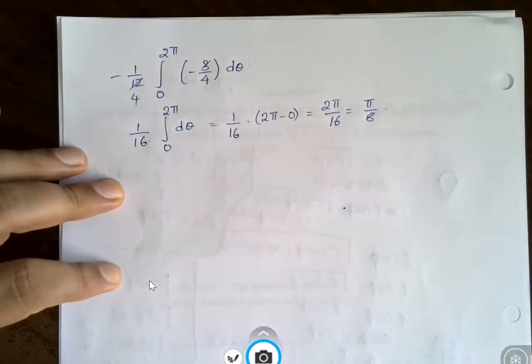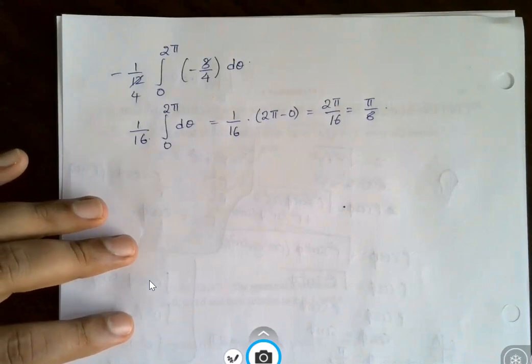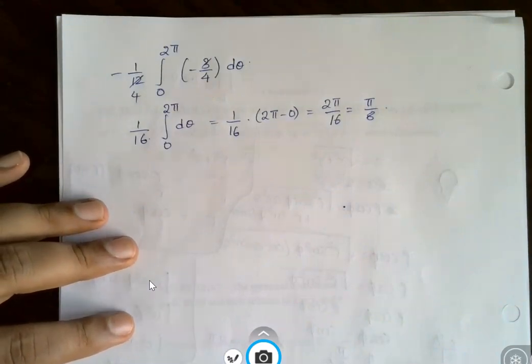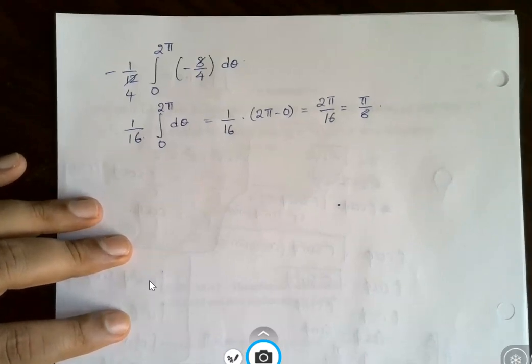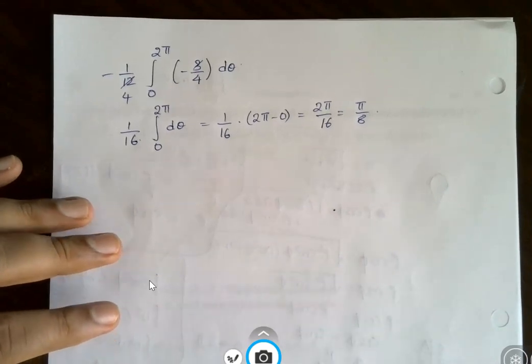Okay, that's the volume. That's the volume of the region bounded above by the cone and below by the sphere. So next time you eat an ice cream, you know the volume of the ice cream is pi over 8. God, that's less than 1. Okay, I hope this is clear.